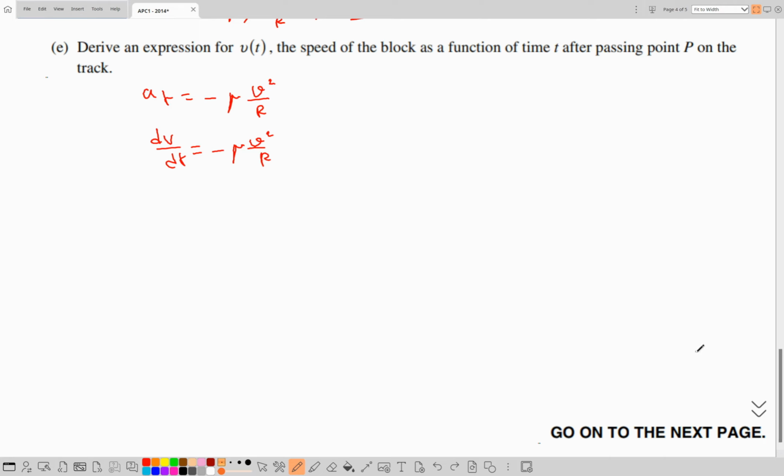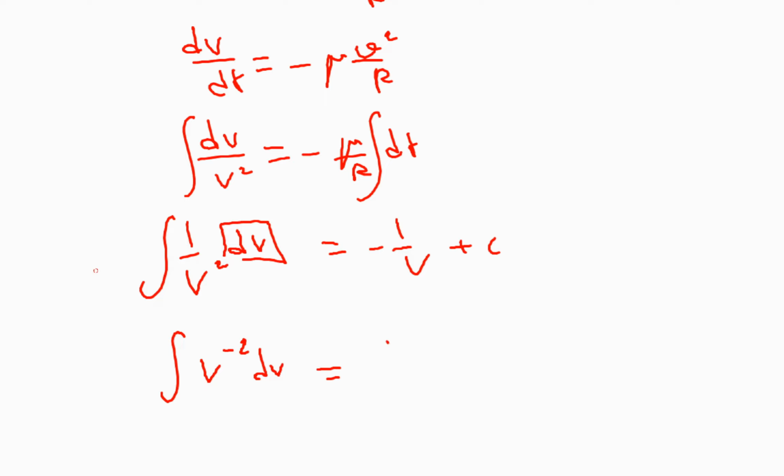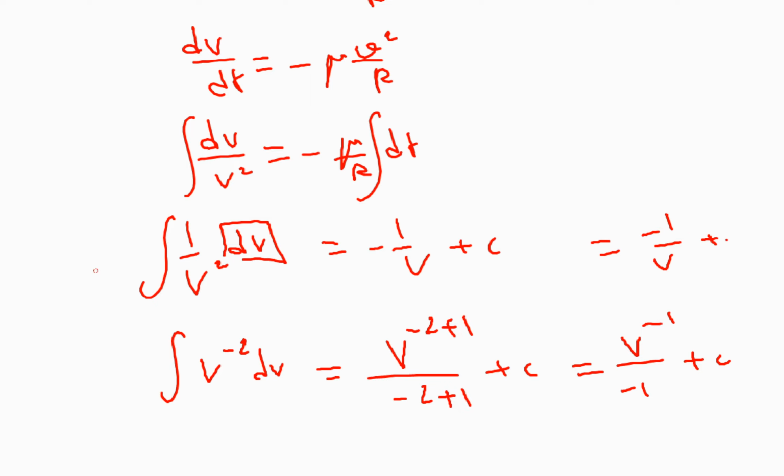And how can we solve this differential equation? By separation of variables. Then dv divided by v squared is equal to minus mu over r multiplied by dt, and now we can integrate on both sides. The integral of 1 over v squared dv, so we don't forget the dv, would be minus 1 over v plus a constant. And if you forgot that, you can utilize it as a power function, v to the power minus 2 dv. We add 1 to the power and divide by the final power, and that would be v to the power minus 1 over minus 1 plus c, which is basically minus 1 over v plus c.